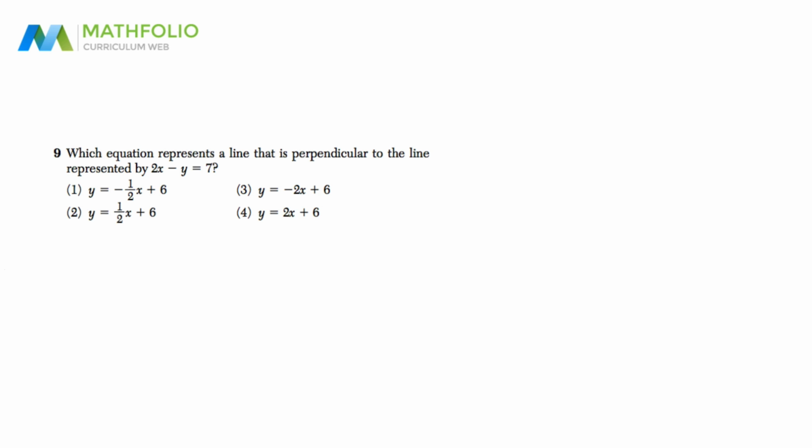Okay, question 9. Which equation represents a line that is perpendicular? So that's very important, that word right there. Perpendicular, and that's the symbol, to the line represented by this. Well, if it said parallel lines, then we know something about the slope. It's the same slope. If it said perpendicular lines, we know it has the negative reciprocal slope.